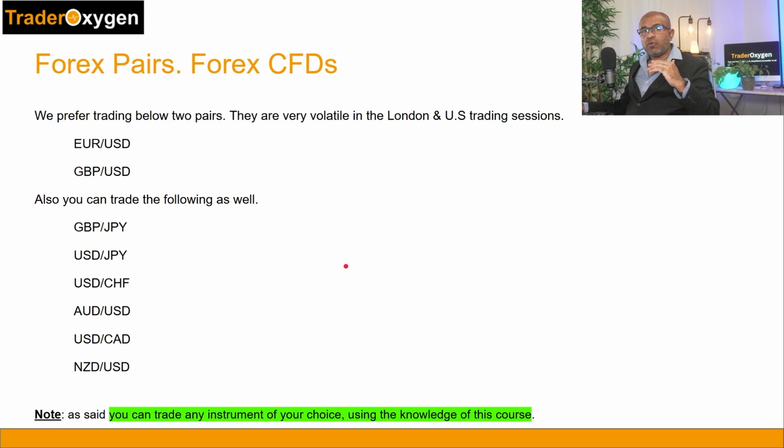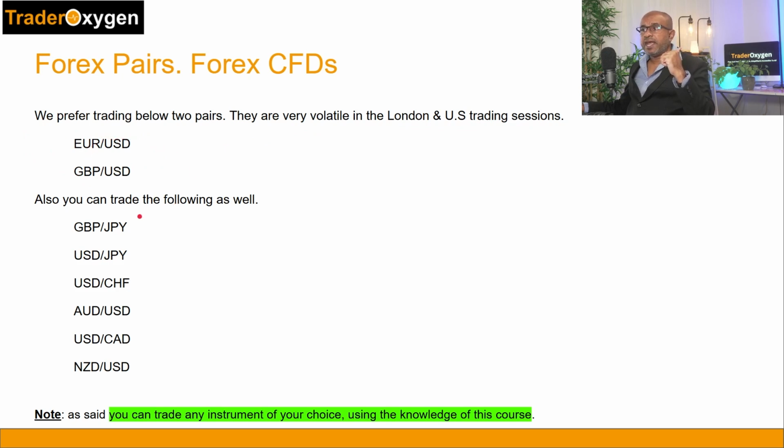Okay, let's look at Forex pairs now. So what are Forex pairs and Forex CFDs? If you are trading Forex, we prefer trading the below two pairs, which are EUR/USD and GBP/USD, because they are very volatile in the London and US sessions, and these are two of the pairs which are highly traded by traders around the world.